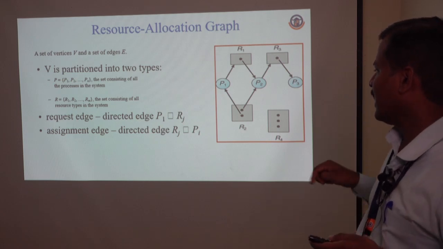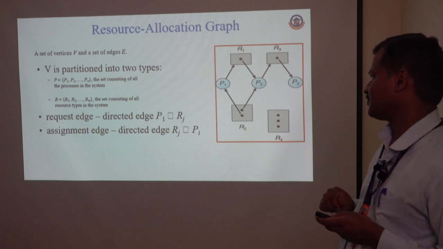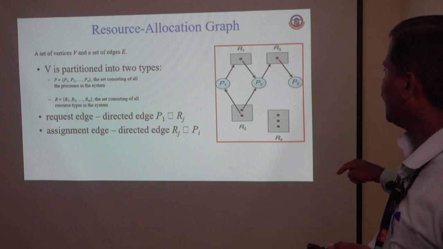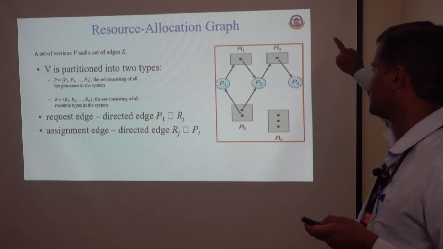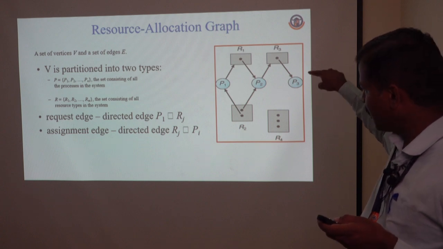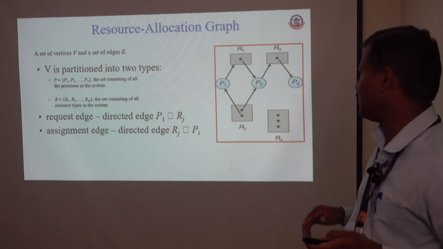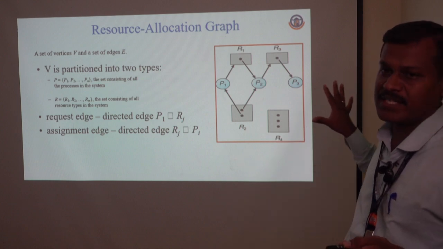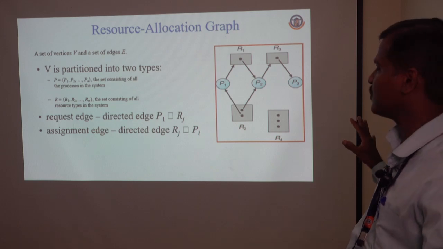Then here we have to know what the requesting edge is and what the assignment edge is. See the diagram. The P1 process requesting the R1 resource is the requesting edge. Then what is the holding edge? The P1 process holding the R2 resource. That is an arrow symbol we can use. So that is the resource allocation graph.